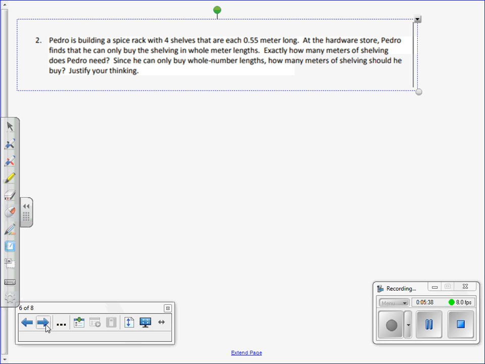Okay, so we know that if we have one shelf, and we're going to do a tape diagram, that is 55 hundredths meters. But we are not only doing one shelf, we are doing 4 shelves.